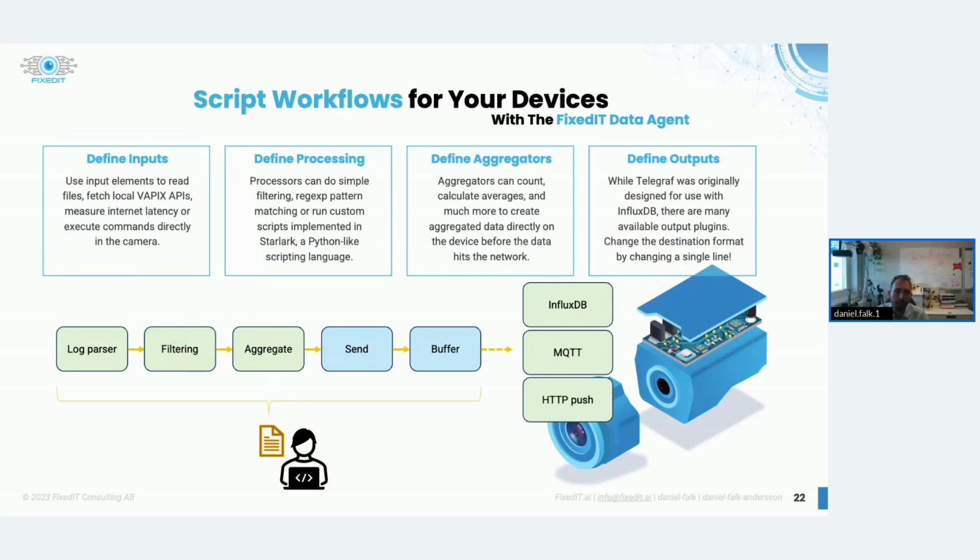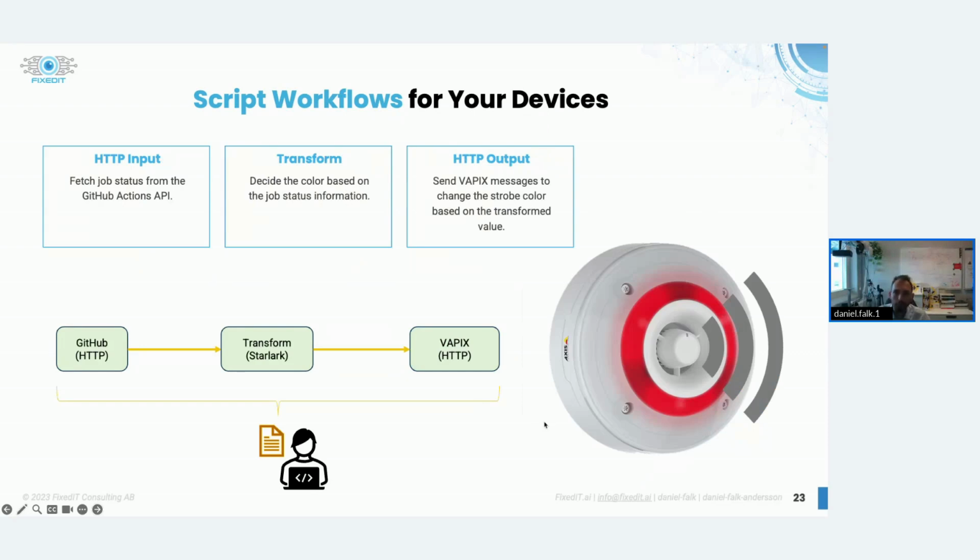So in the FixedIT Data Agent, you have the ability to create your own scripted workflows for your own use cases that should be handled by the data agent directly on the device. But for this use case, what we want to do is to have an HTTP input, which makes a request to GitHub and gets the status of our job. We then want to do a transformation to transform the response we get from the GitHub API to a color that our strobe should show. And then we want to use this color to send it to the VAPIX API, which will actually change the color of the strobe.